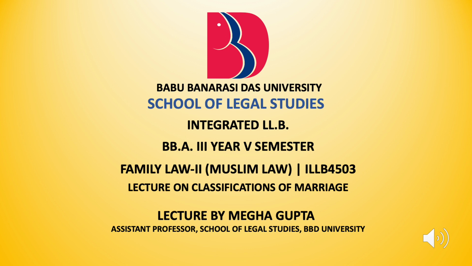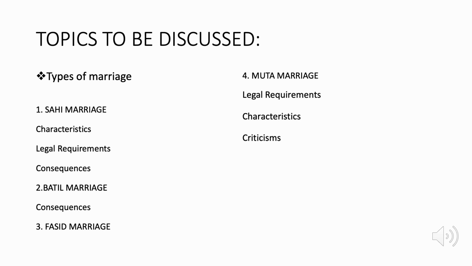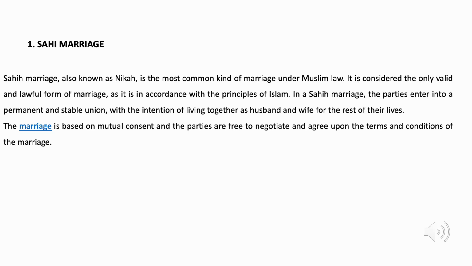Today I'll be taking a lecture on classifications of marriage in Muslim law. Under this, we'll be dealing with four major types of marriage, that is Sahih marriage, Batil marriage, Fasid marriage and Muta marriage. Alright, so what is Sahih marriage?